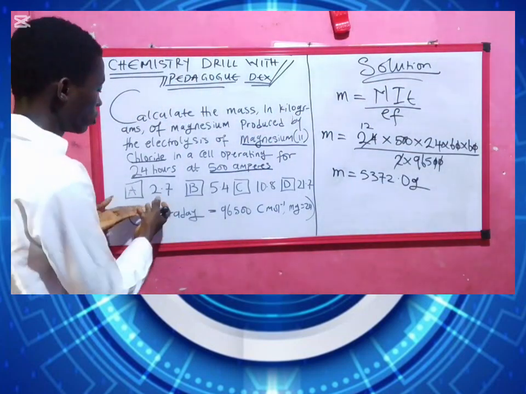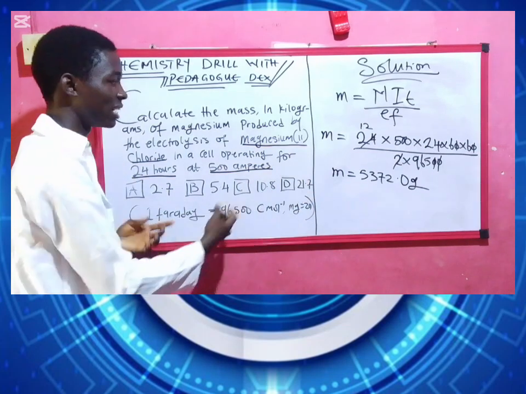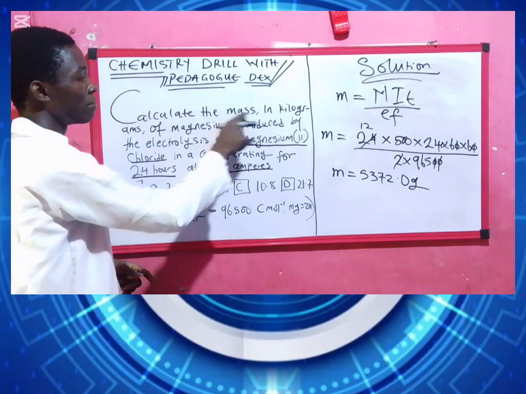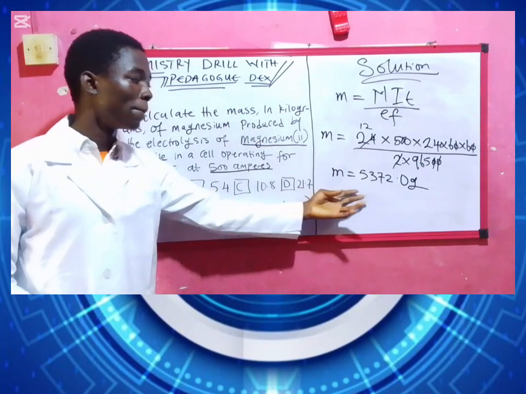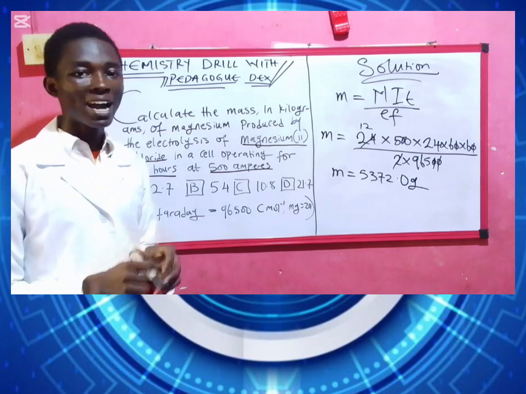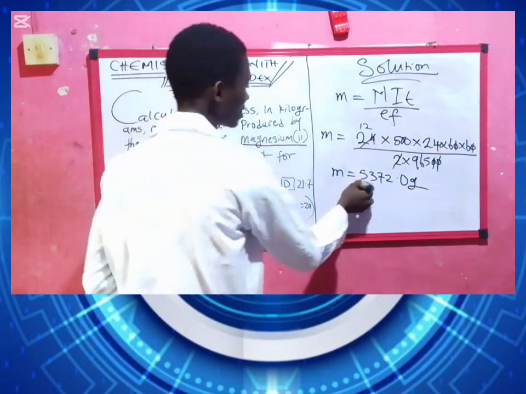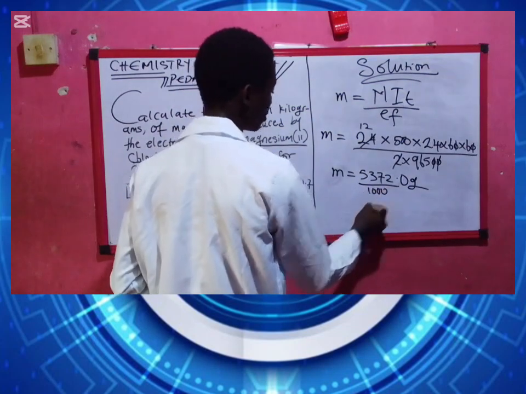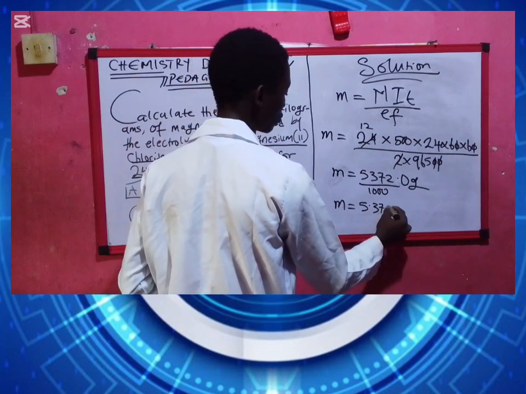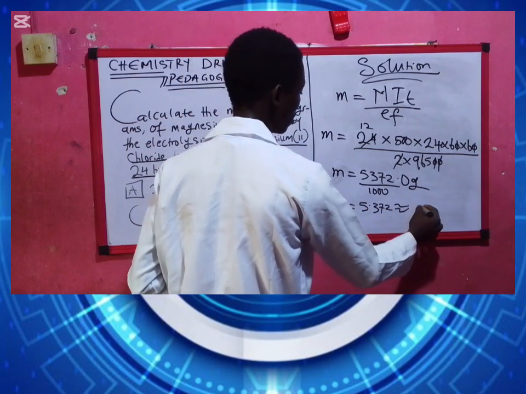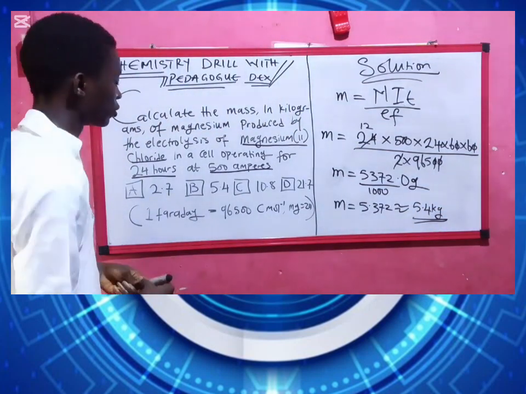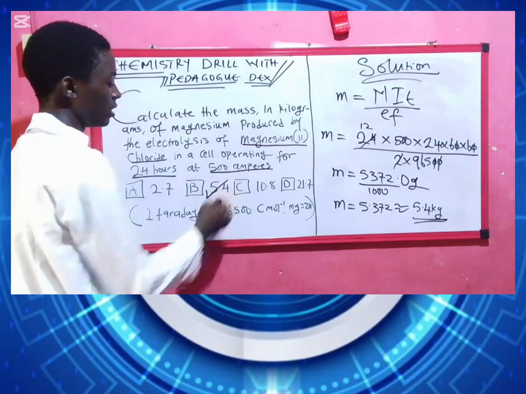But if you check, there is no such answer in the options. So recall that it said in kilograms: calculate the mass in kilogram. So we're going to have to convert our mass from gram to kilogram, and to convert from gram to kilogram, you divide by 1,000. So I'm going to divide my answer now by 1,000, and if I do that, I'm going to have mass equal to 5.372, which is approximately 5.4 kilogram. If you come back to the options, you see that B is the correct answer.